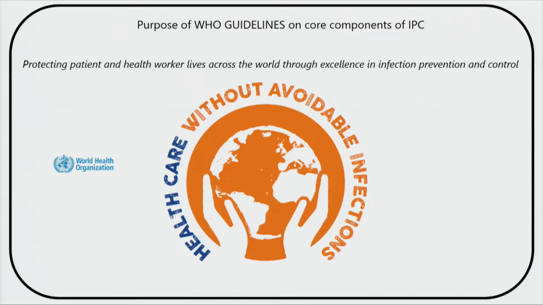So when we say World Health Organization guidelines on core components of IPC, what is the purpose of this? That is very important for us to understand in order to comprehend and also implement those core components. World Health Organization has pronounced that protecting patient and healthcare worker lives across the world through excellence in infection prevention and control. So they have also coined, as you can see in the picture, a tagline which says healthcare without avoidable infections. This is very important in order to achieve infection prevention and control.